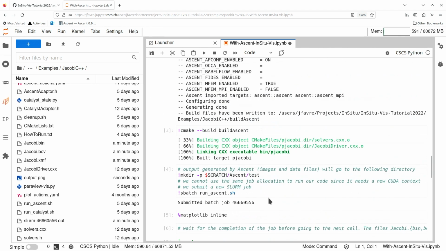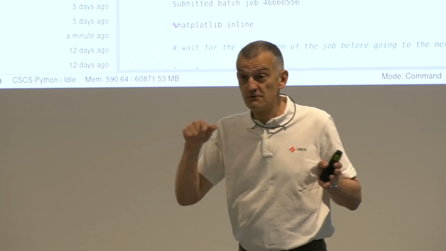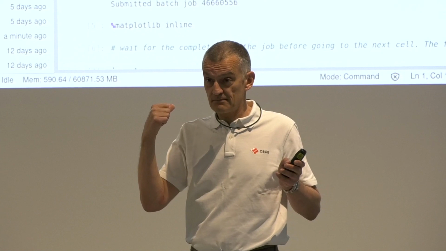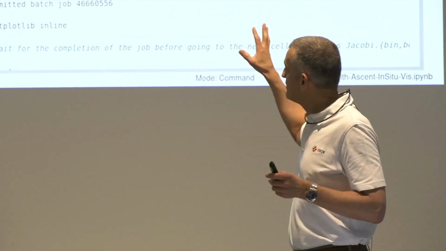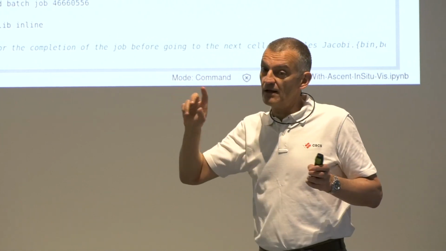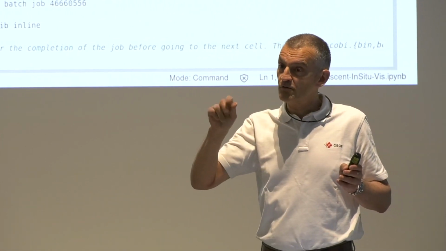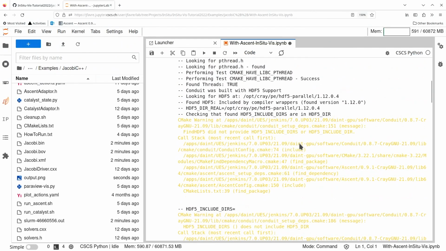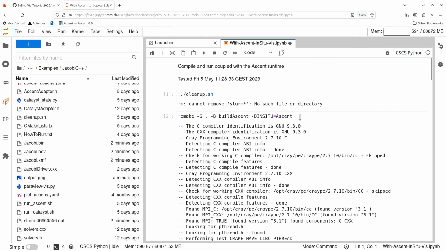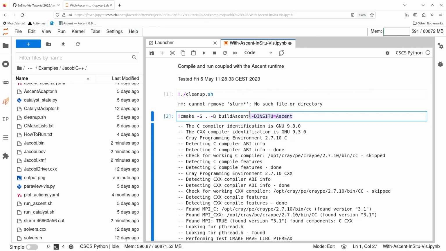I'm done with this piece. So this piece belonged to the morning session. But we're going to do the same again with Catalyst this afternoon. So if you have any questions here, but the principle will be the same. We're going to compile the code with a different option. Instead of using the in-situ flag over here, instead of using the keyword ascent, we'll use the keyword catalyst. All right.